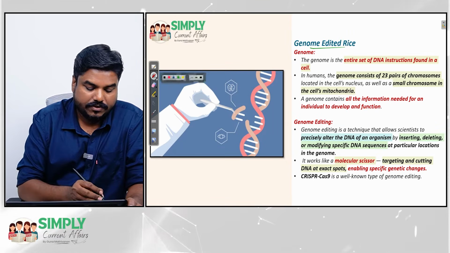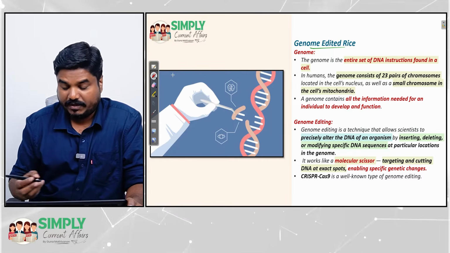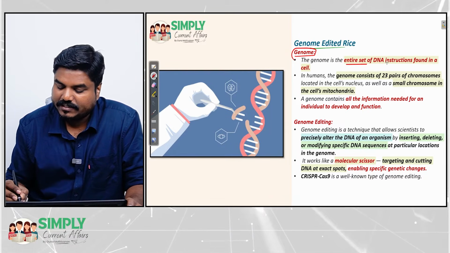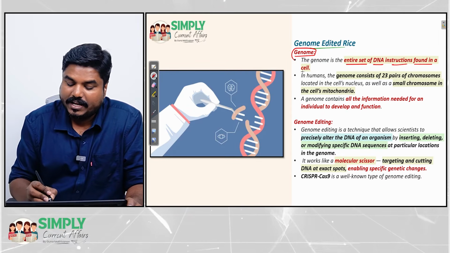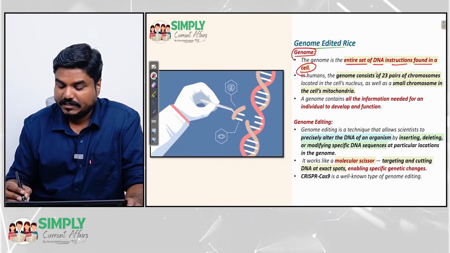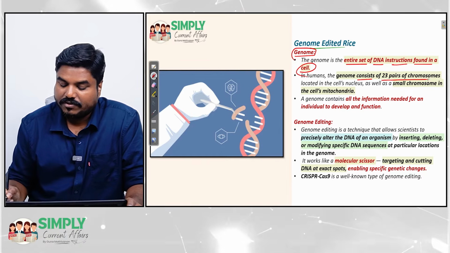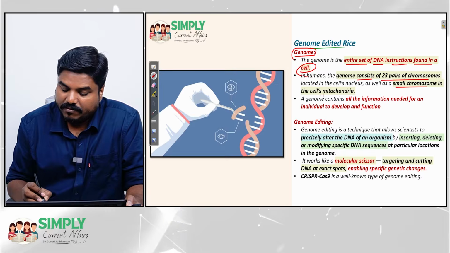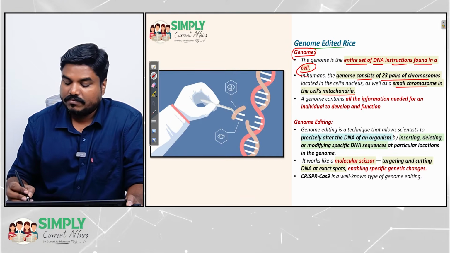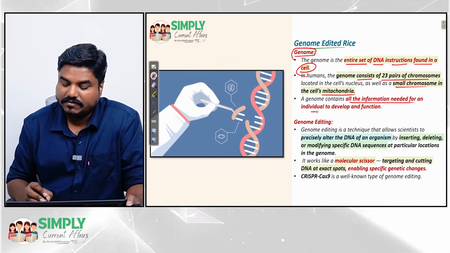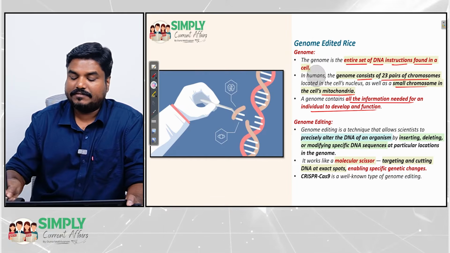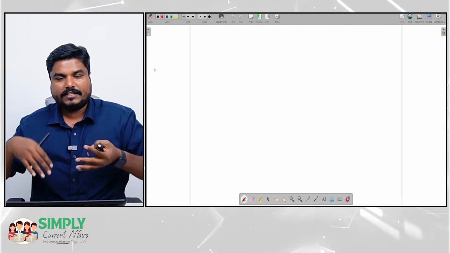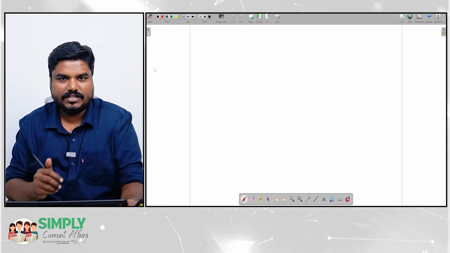So here, genome edited, here I am explaining about genome. So genome is the entire set of DNA instructions found in a cell. In humans, genome consists of 23 pairs of chromosomes, as well as small chromosomes, there is small DNA within the mitochondria. So genome contains all the information needed for an individual to develop and function. When I say genome sequencing, finding out all the DNA sequence inside the genome, that is called genome sequencing.